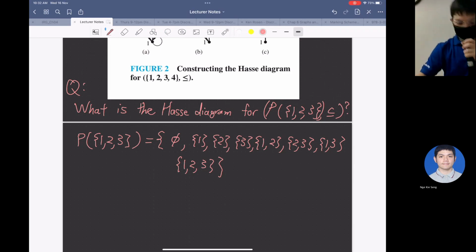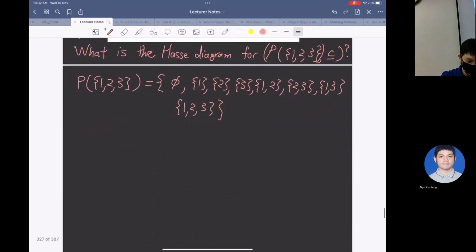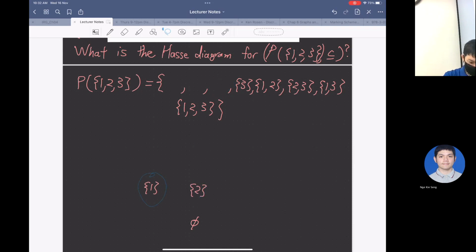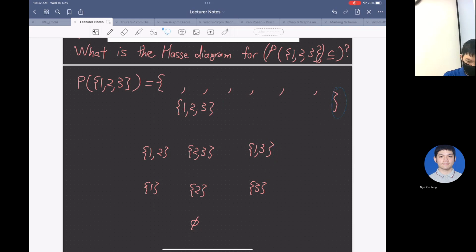Okay, so what Daniel did is he arranged this set like this. Okay, arrange the set like this. But you still need arrows. Anyone put arrows down?